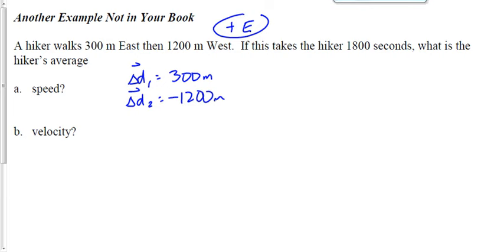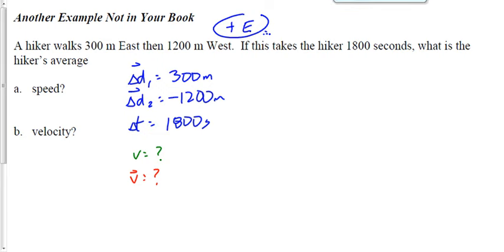Could you have defined it the other way around, by the way? Could you have made west positive? Sure you could have. It's not normal to do that, but it's okay. Define it any way you want as long as you specify. My time interval here is 1800 seconds. I want to find the average speed, and I want to find the average velocity, just like last time.